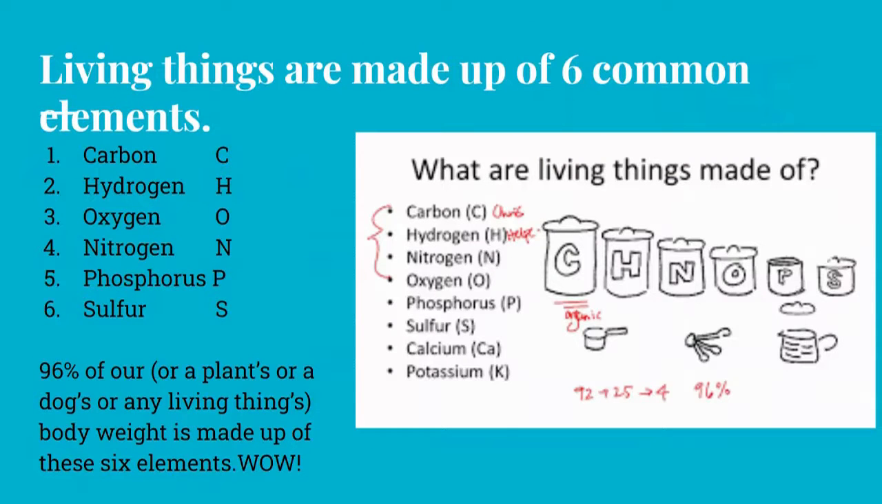What's really cool is that most living things, 96% of us, and anything that's alive, including plants, animals, mushrooms, and even bacteria, are made up of the same six elements: carbon, hydrogen, nitrogen, oxygen, phosphorus, and sulfur. It's pretty amazing. We just have different amounts and little extra things to make us into humans, or a dog, a cat, a tree, or bacteria.